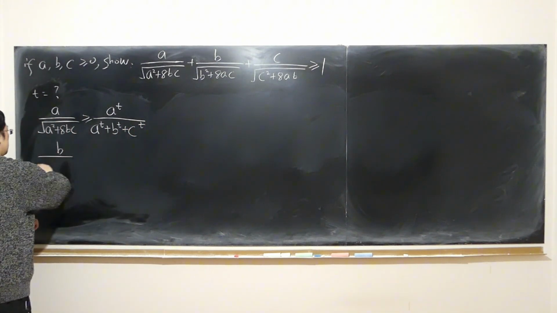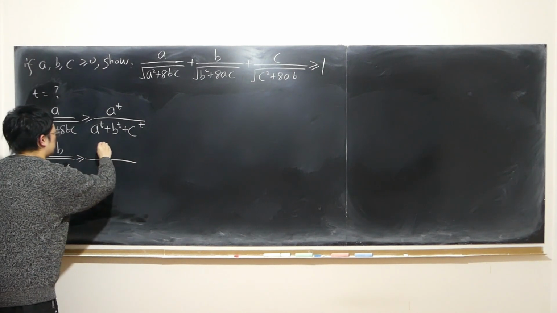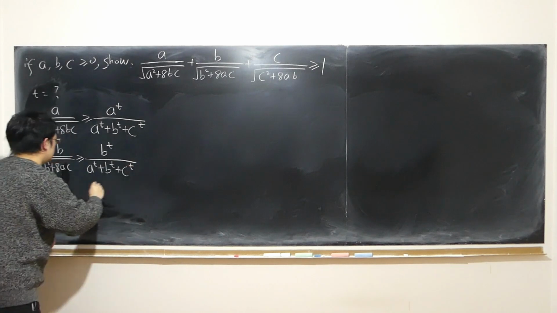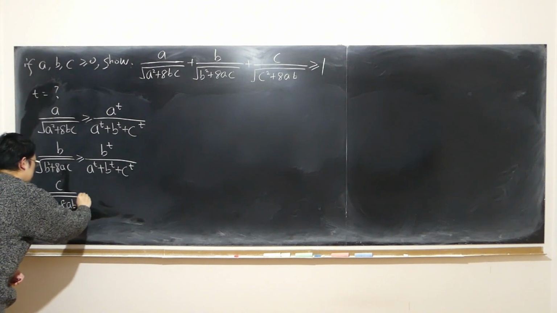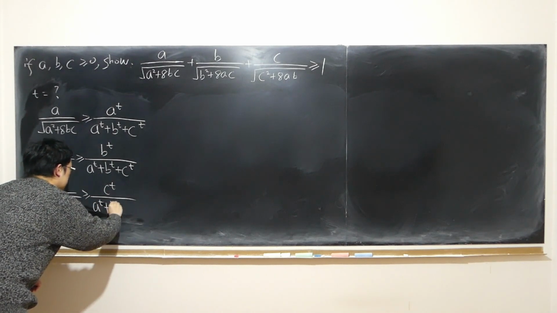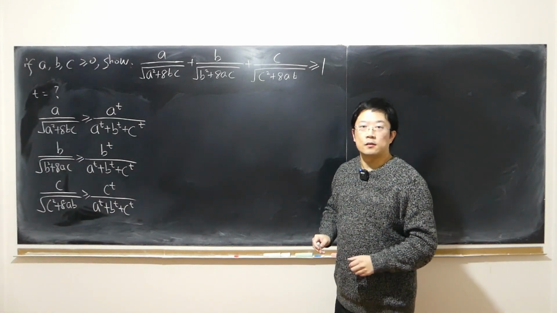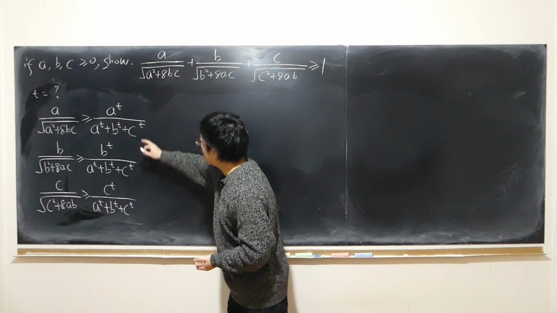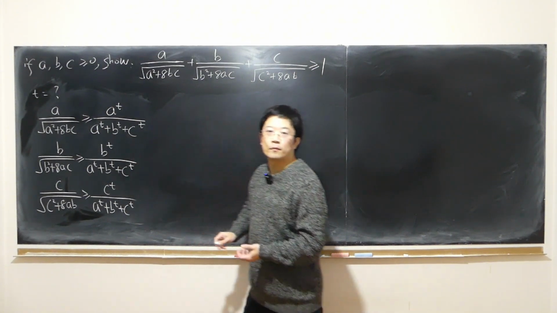Likewise, b over square root of b squared plus 8ac is greater than or equal to b to the t over a to the t plus b to the t plus c to the t, and c over square root of c squared plus 8ab is greater than or equal to c to the t over a to the t plus b to the t plus c to the t. Because if that's true for some fixed value of t, then we have the sum of the right-hand side, that is a to the t plus b to the t plus c to the t, which is exactly equal to the denominator. That is 1.